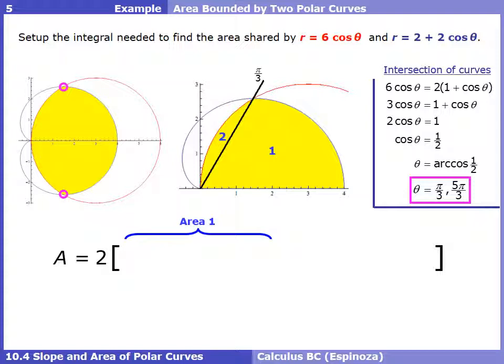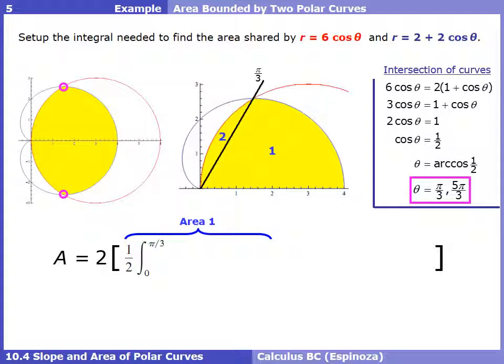Okay, so let's set up the integral for area 1. The integral for area 1 would be the integral from 0 to pi over 3. That area exists from 0 to pi over 3. What function, though, does that area take into account?